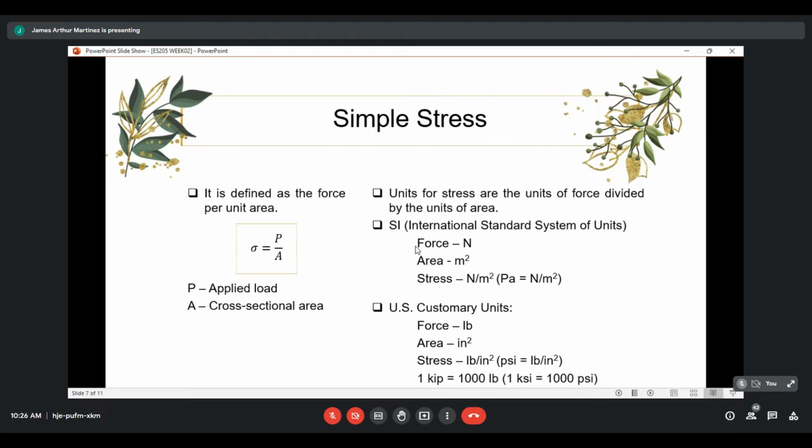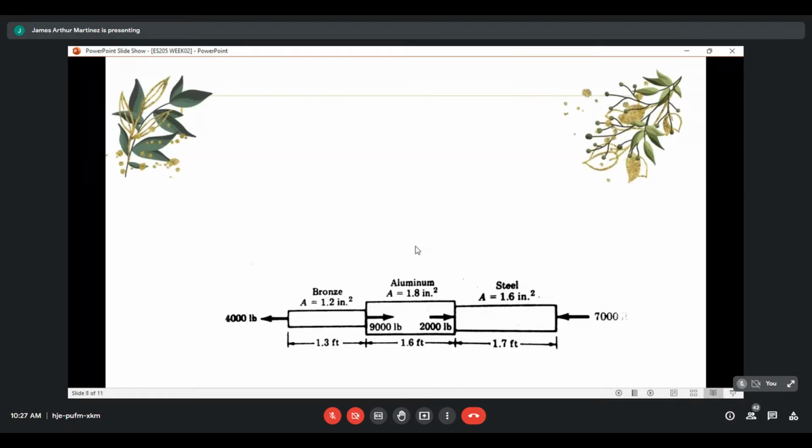You will encounter these as the class progresses. We will be solving with both SI units and US customary units so that you will be versatile in the systems of units. Whatever unit is given to you, you will know how to solve, and you will be familiar with PSI, KSI, Pascal, and so on.